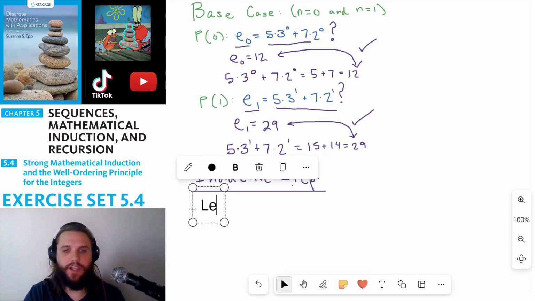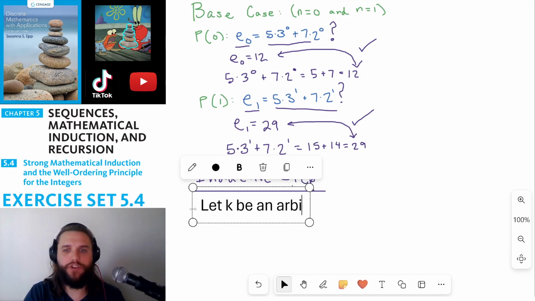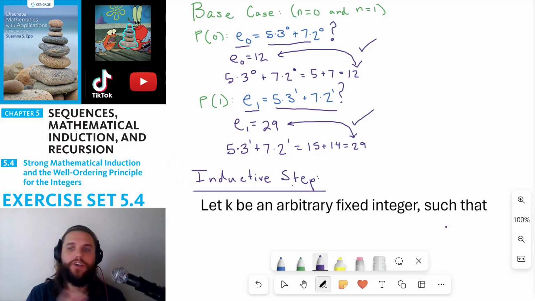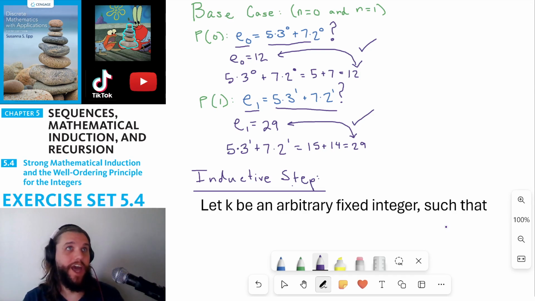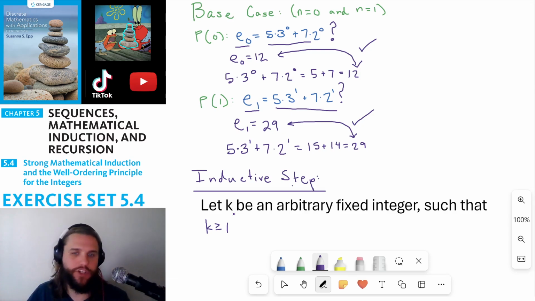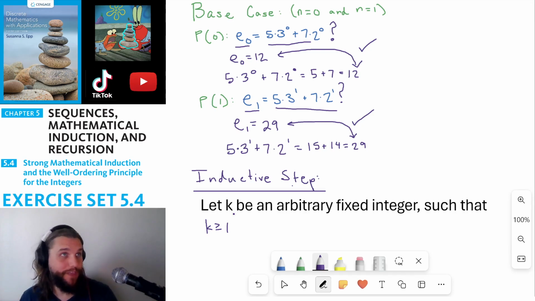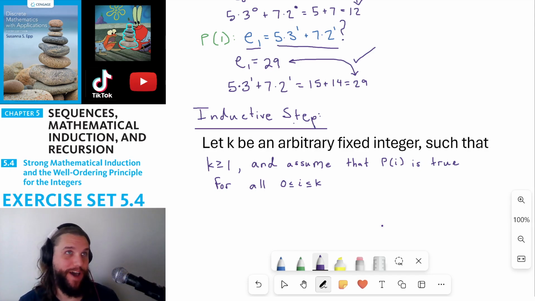So let's start by saying let k be an arbitrary fixed integer such that, now if you remember from the last video, k in strong mathematical induction has to be at least as large as the last base case, which in this case is 1. So we want to ensure that k is greater than or equal to 1, which is different than normal mathematical induction. In normal mathematical induction, we just start with the lowest number. But in strong mathematical induction, you start from the last base case. And this is the hard part of strong mathematical induction.